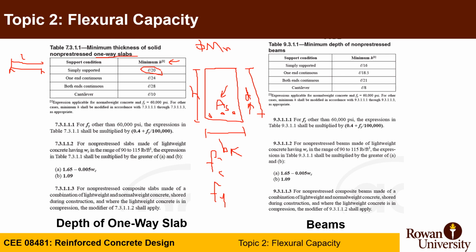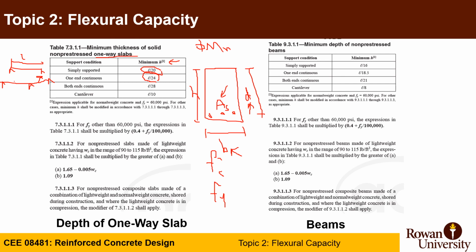If the slab is continuous from one side, let's make it continuous from one side. So this slab is continuous from one side because on this side there is nothing, and this slab is also continuous from one side. There's nothing. So you can take the span and divide by 24. Make sure that you take the larger span of the two because you have to have a uniform slab.